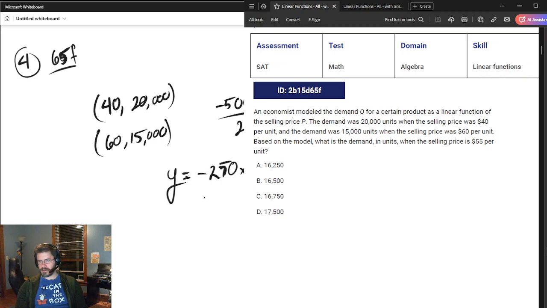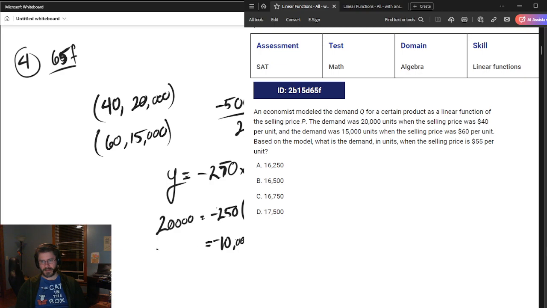Okay, so negative 250x plus b, plug in the 40 and 20,000, so 20,000 equals negative 250 times 40 plus b. 25 times 4 is 100. Put 2 zeros on the end, you get 10,000. So negative 10,000 plus b equals 20,000. Add the 10,000 over and we get 30,000 for our y-intercept.